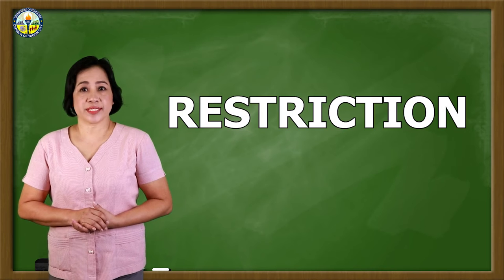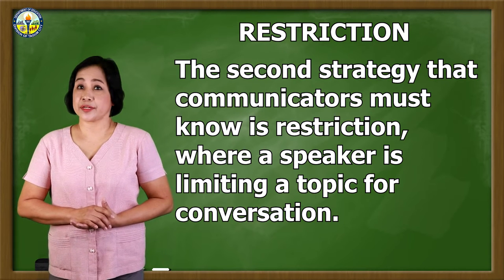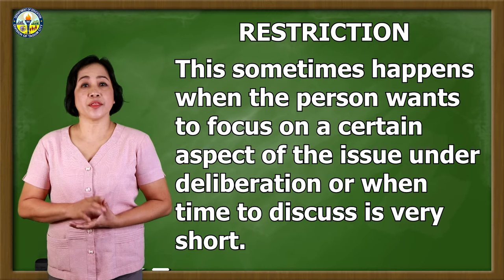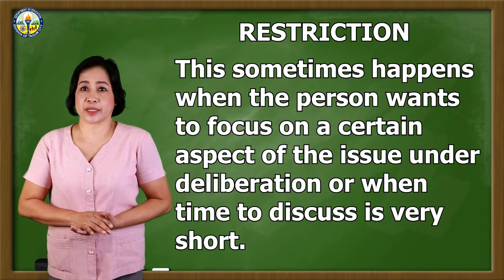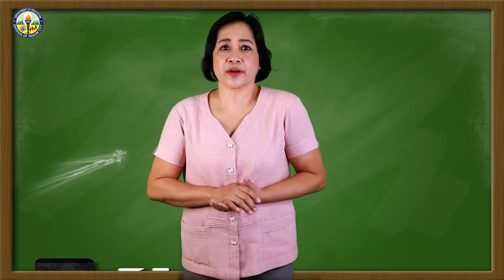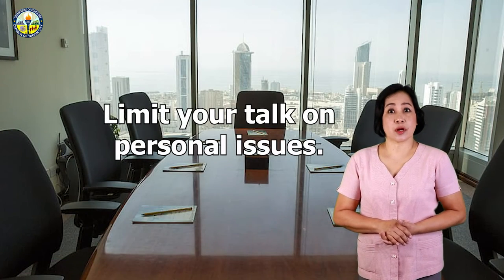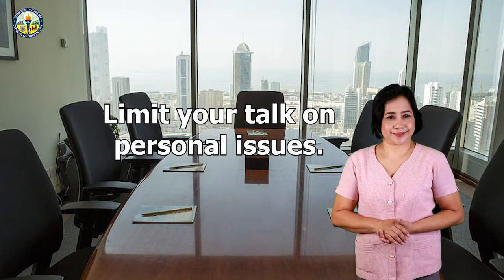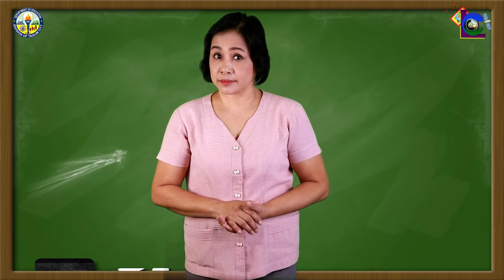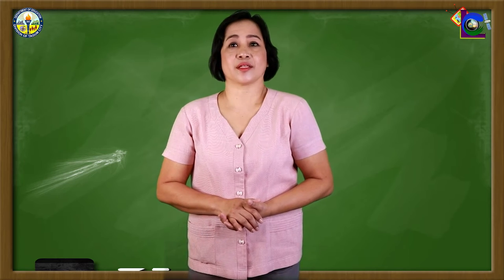Second, we have restriction. The second strategy that communicators must know is restriction, where a speaker is limiting a topic for conversation. This sometimes happens when the person wants to focus on a certain aspect of the issue under deliberation or when the time to discuss is very short. Here are the examples. Let us focus on our agenda. Another one, limit your talk on personal issues. Have you experienced using the following expressions when you want to focus on one aspect? Or the time to discuss is very short? Well, I think that would be a yes.